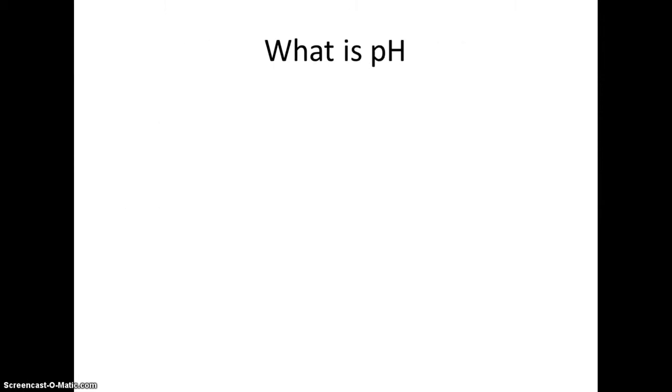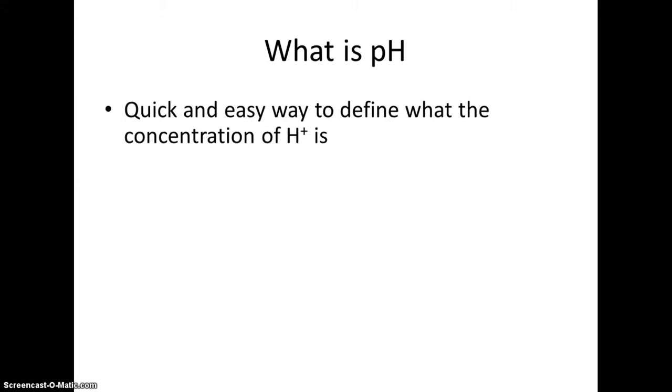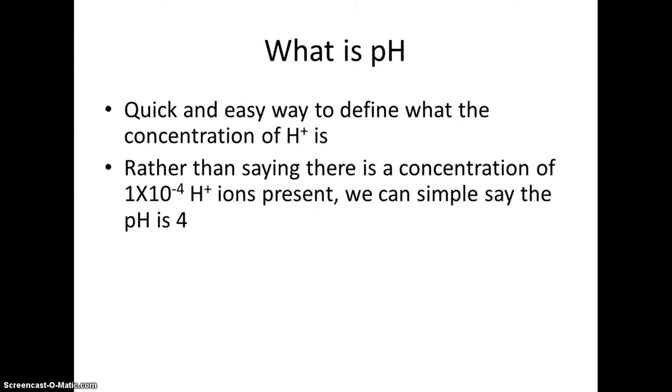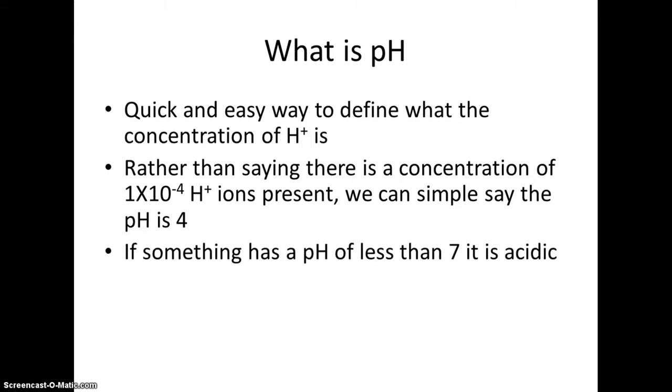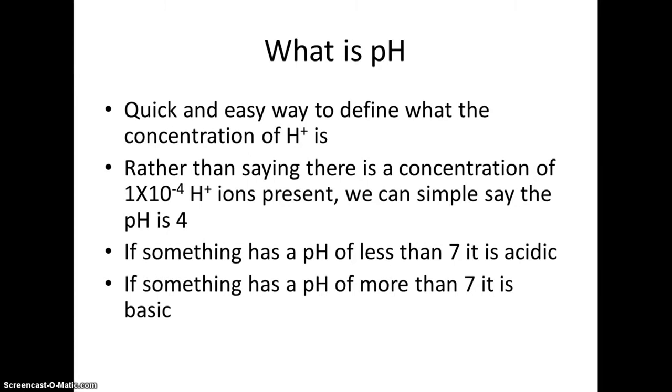So first, what is pH? pH is a quick and easy way to define the concentration of hydrogen ions. Rather than saying there is a concentration of 1 times 10 to the negative 4th hydrogen ions present, we can simply say that pH is 4. It's much simpler. If something has a pH of less than 7, it is acidic. If something has a pH of more than 7, it's basic. And if it has a pH of 7, it's neutral.